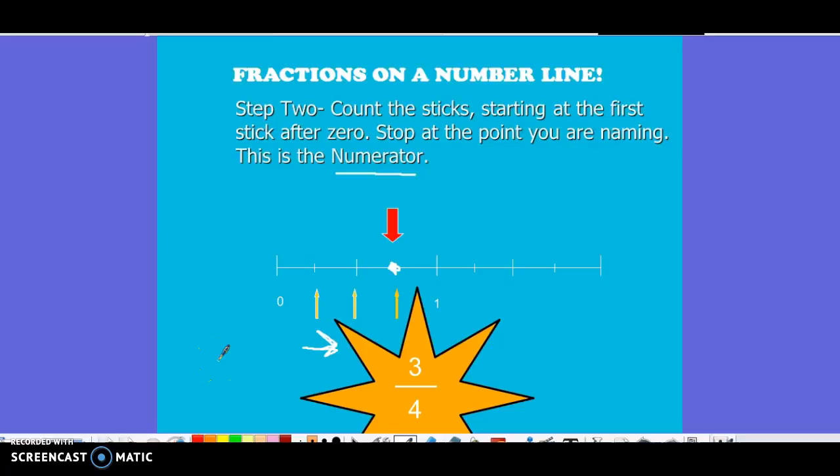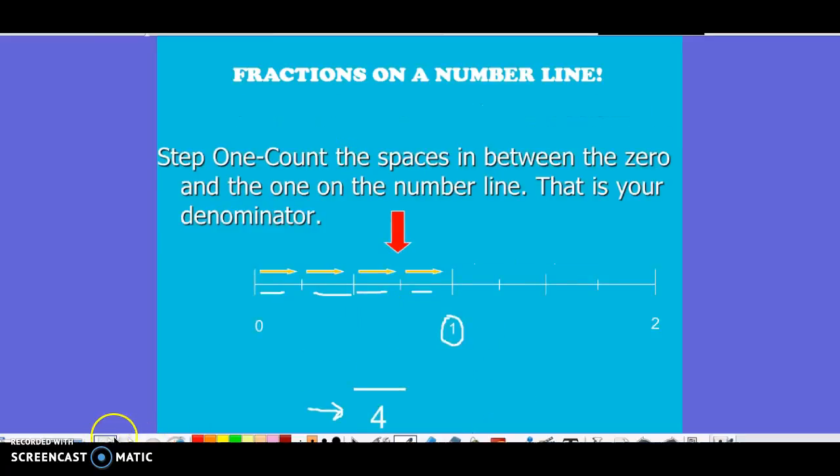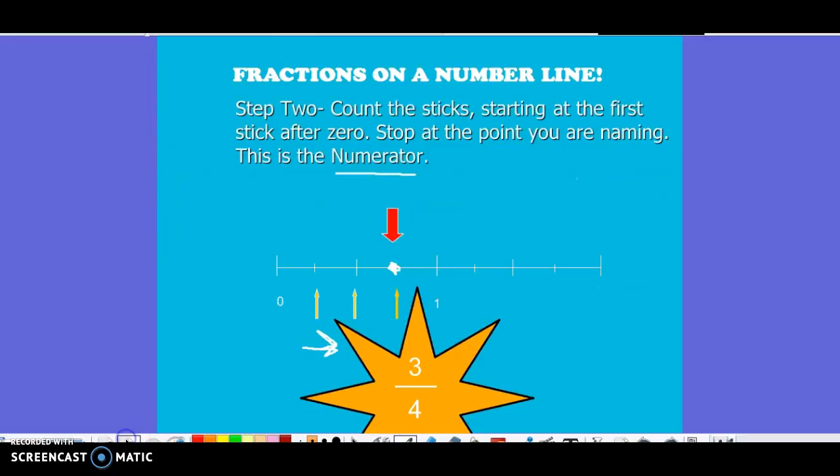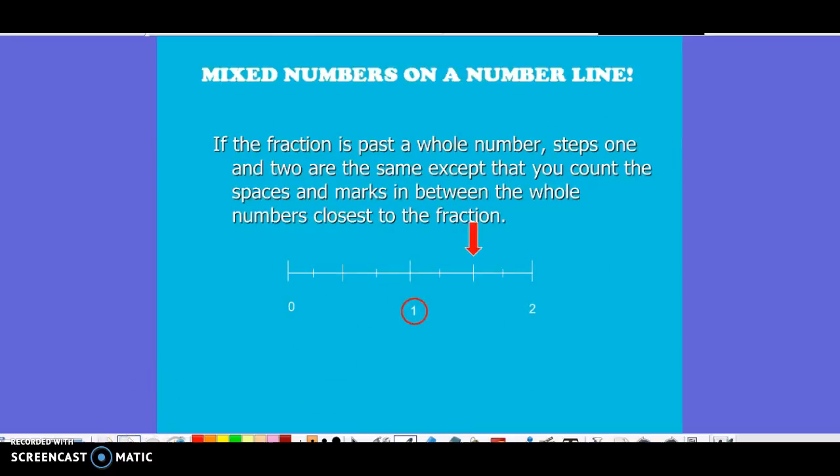So you can see in identifying fractions, I need to remember 2 things. Step 1, count the number of spaces for my denominator. Step 2, count the number of sticks for my numerator. If it's a mixed number, you have to add a 3rd step. In the fraction that goes beyond the whole number 1, steps 1 and 2 are exactly the same, except that you count the spaces and marks between the whole number closest to the fraction.